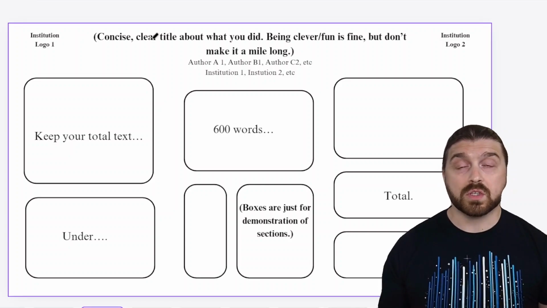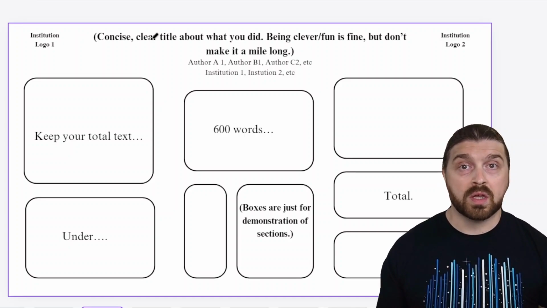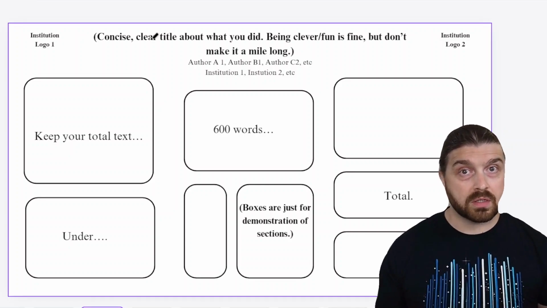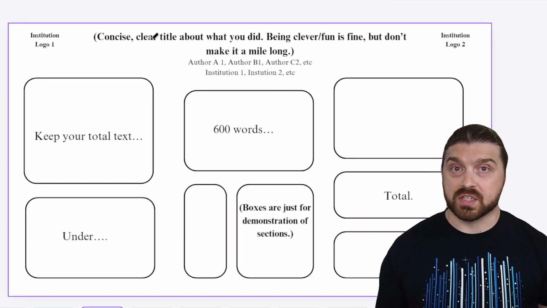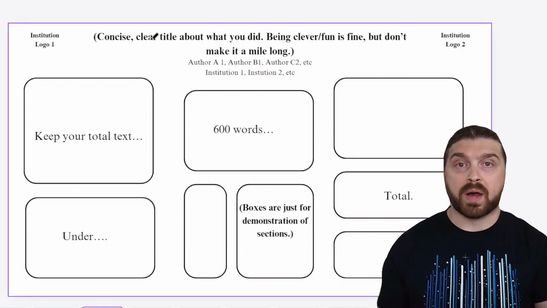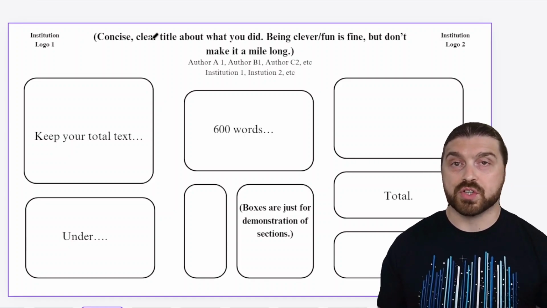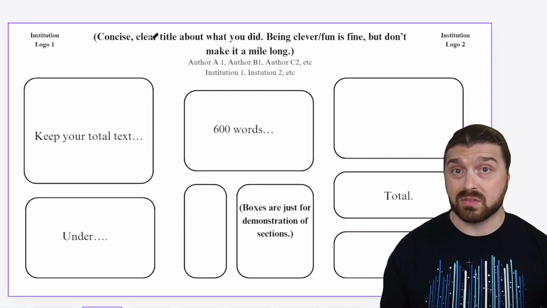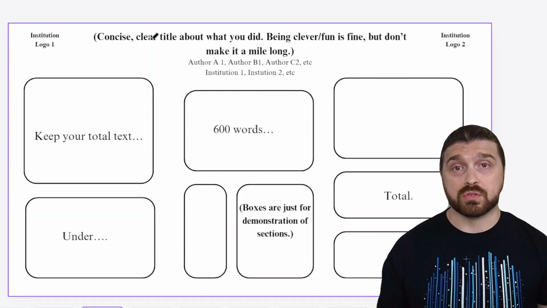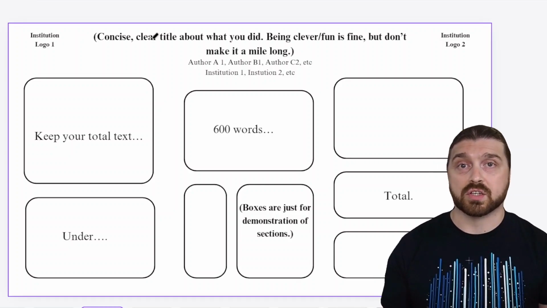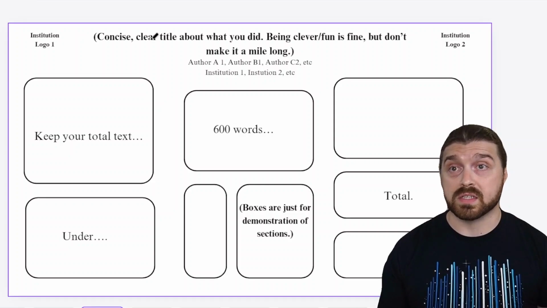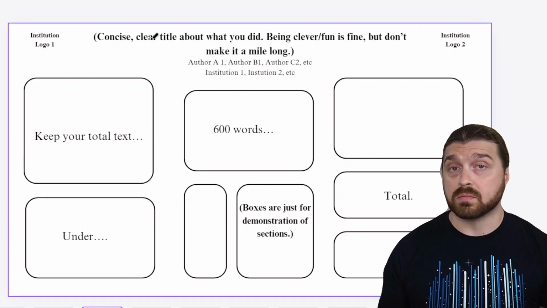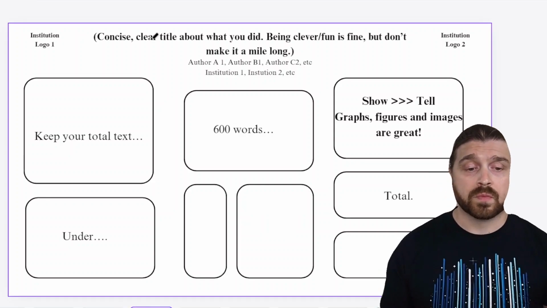So try to keep your total text volume across your entire poster at around under 600 words. The boxes that I've got laid out here are mostly just to demonstrate sections and layout. Again, you can arrange your poster in a lot of different ways other than this, but one of the things you want to make sure you're doing is having a certain flow and having sections, just so your audience isn't looking for things and getting lost in the poster that you've put together.